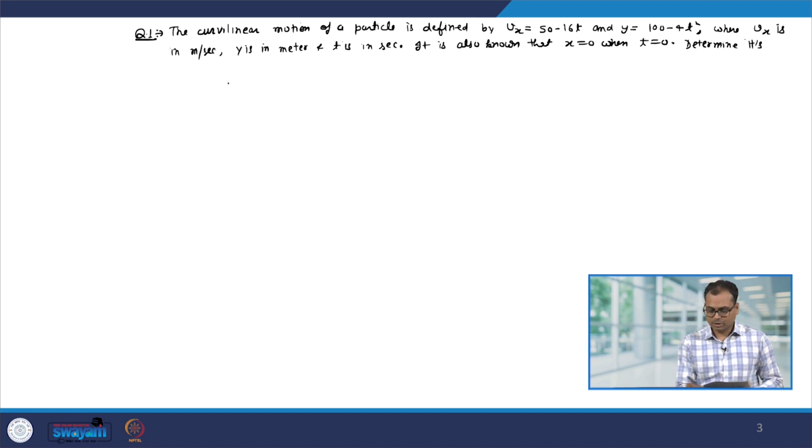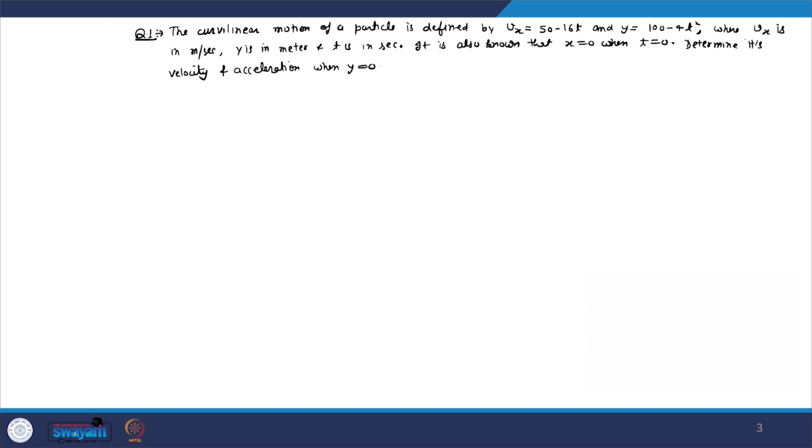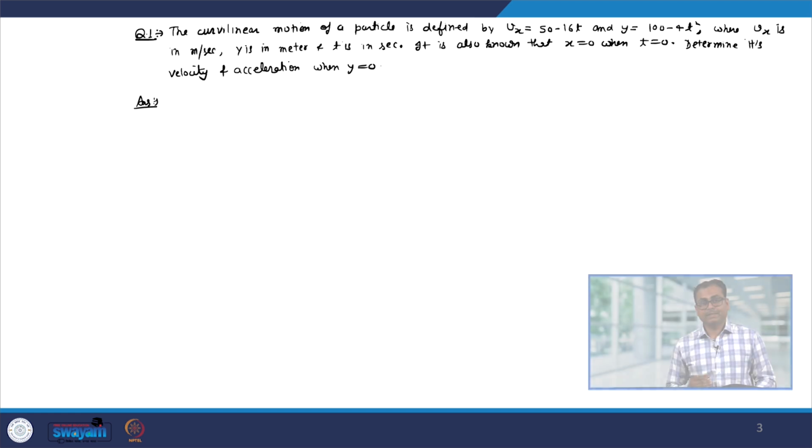and we are asked to determine its velocity and acceleration when y is equal to 0. Now, the first thing that we have to identify is the right coordinate system in which this problem can be solved. You can see that Vx is given and y is given, therefore, the natural choice is the Cartesian coordinate.